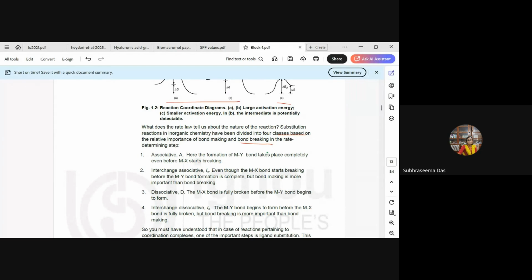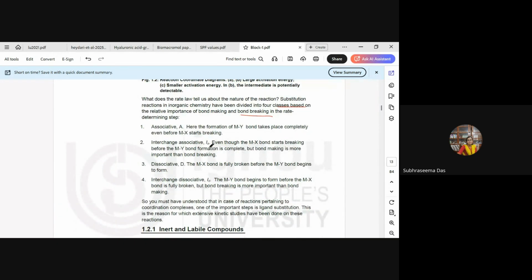We are not talking about organic chemistry substitution reactions, but we will look into the types of substitution reactions that are happening in inorganic complexes. So the first case of substitution reaction is associative reactions. Associative reactions are represented by capital A.